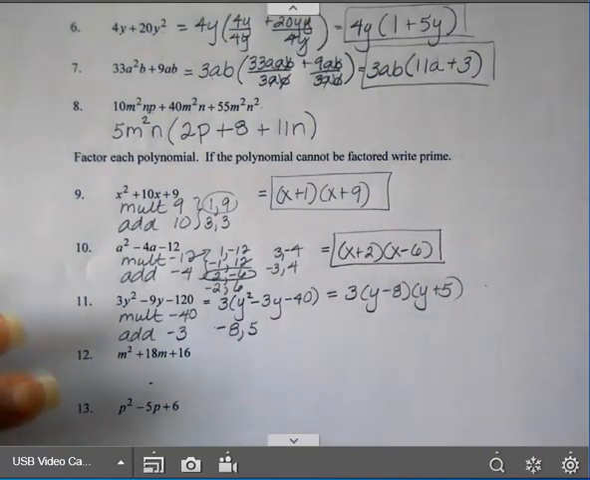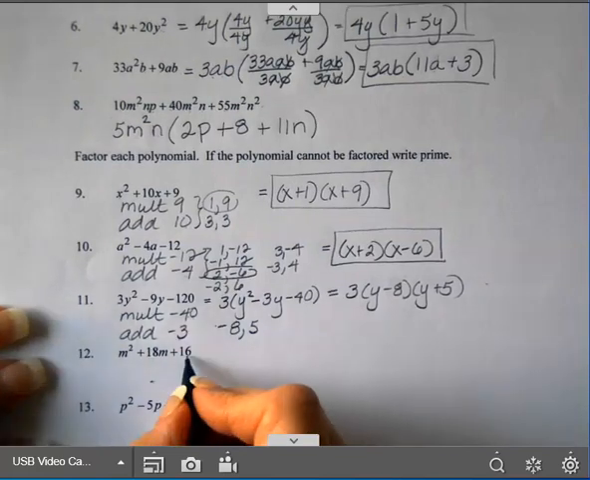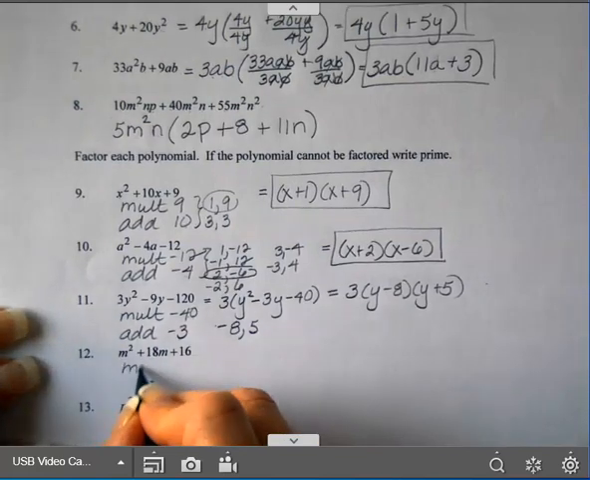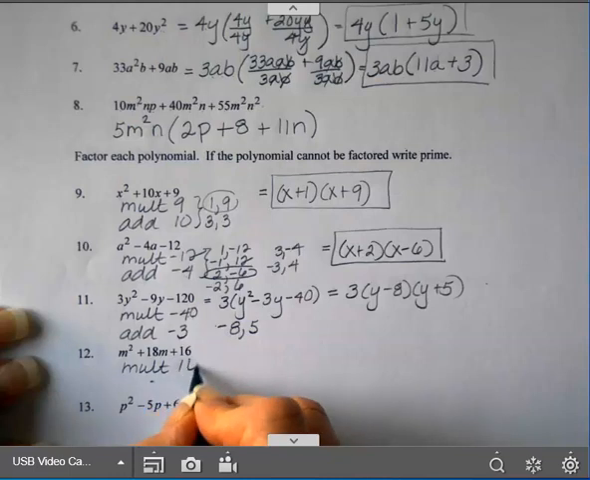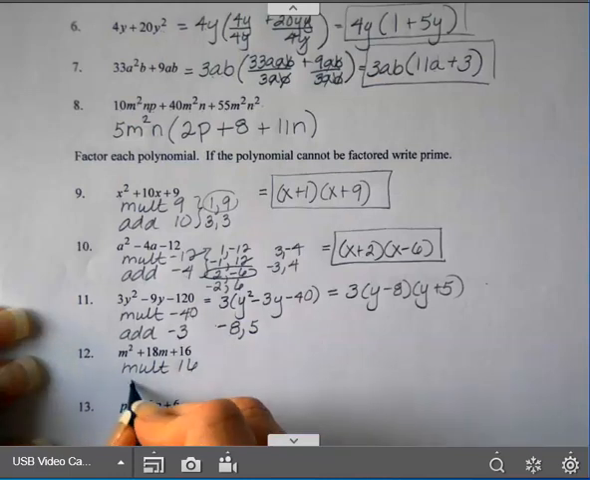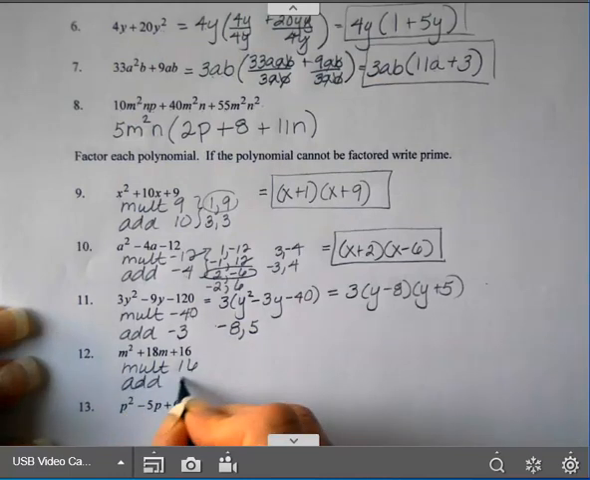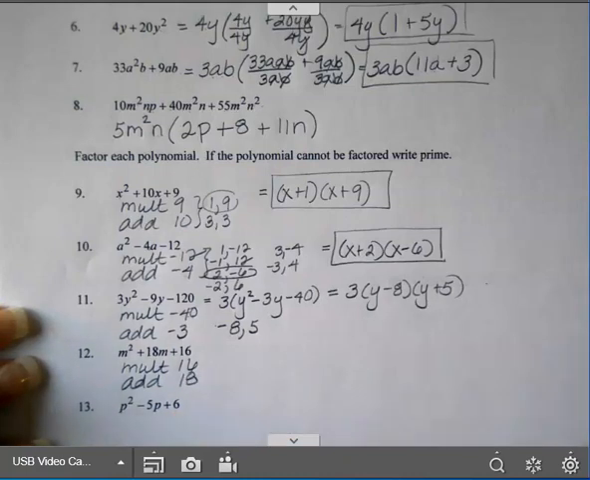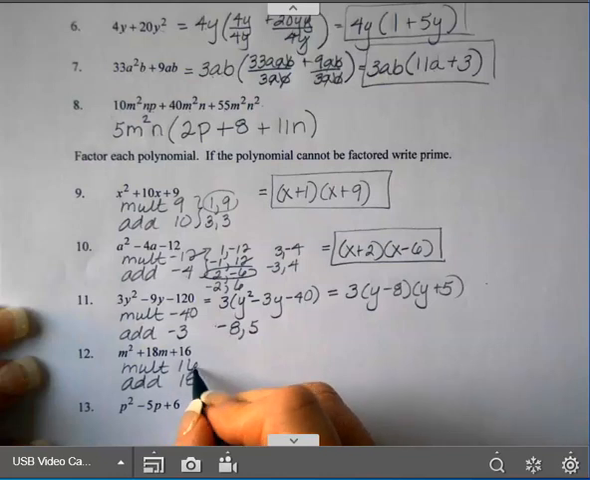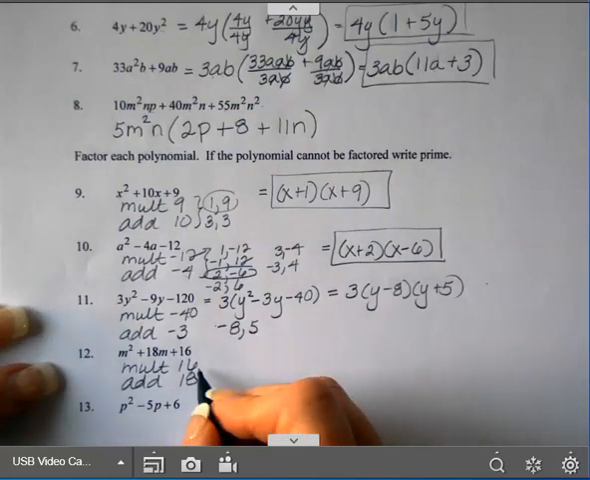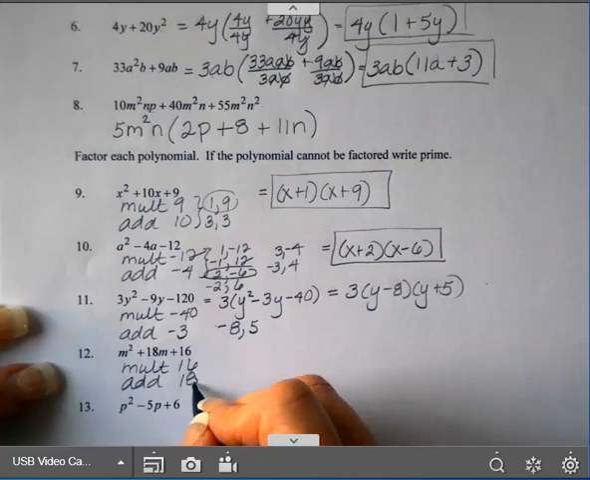On the next one, it needs to have a product, or multiply, to 16. And it needs to have a sum. It needs to add to 18. I'm not thinking of anything that works right now, so let's write everything that multiplies to 16 and adds to 18. They're going to both have to be positive if they multiply to a positive and add to a positive.